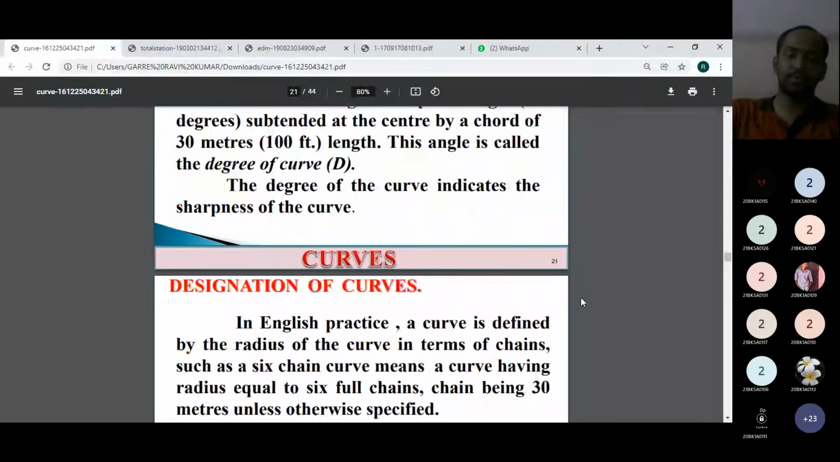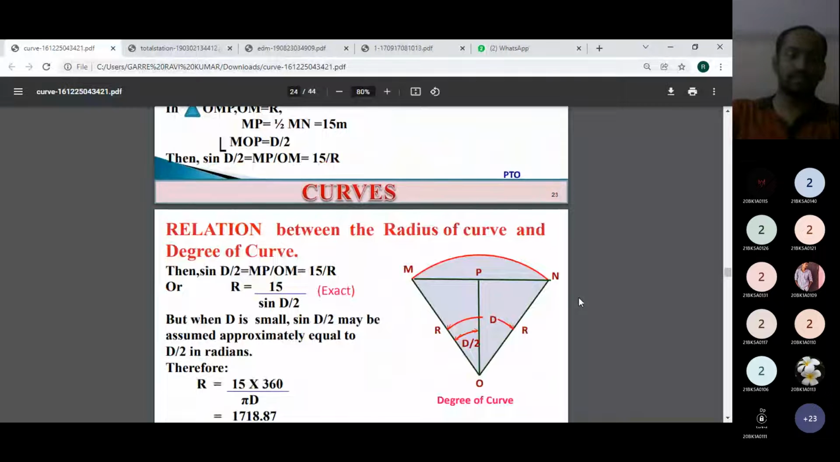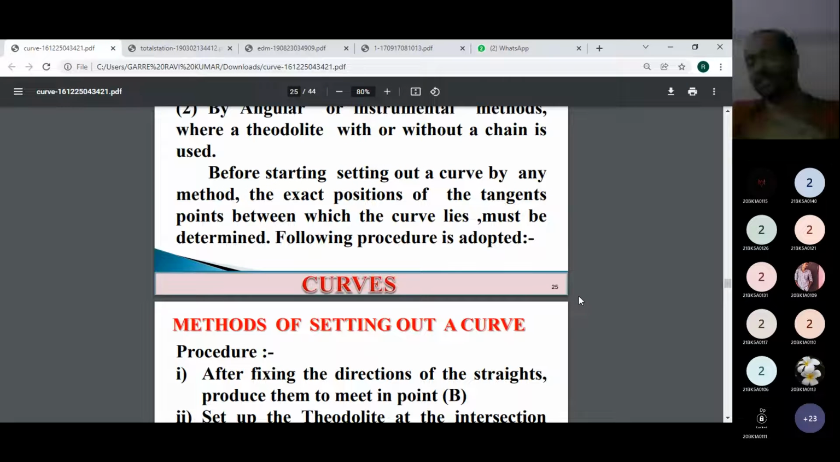Another method is the offset method. In Rankine's method, first we determine all the components of the curve by using the formulas, and then we go to the field by taking the theodolite. We are determining the deflection angle and central angle, so to set out those angles, we take the theodolite to the field, and then we can set up the curve.